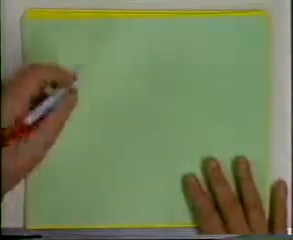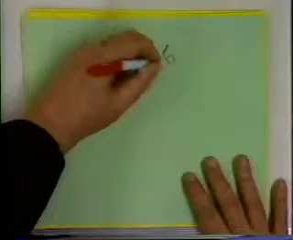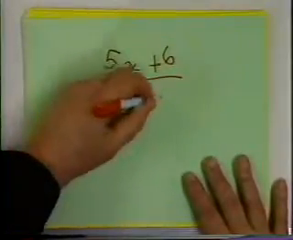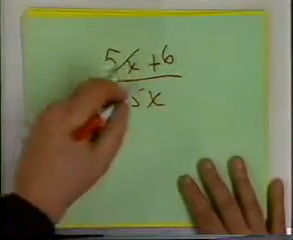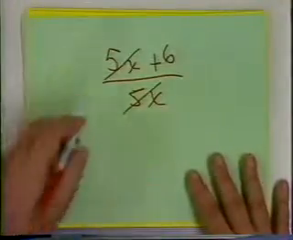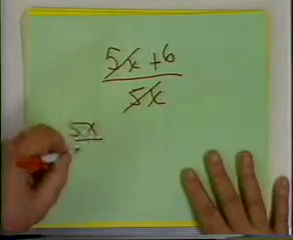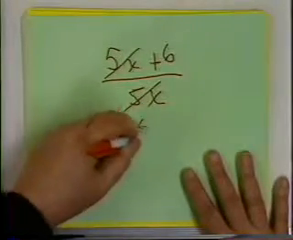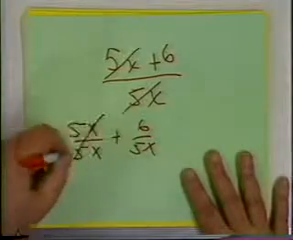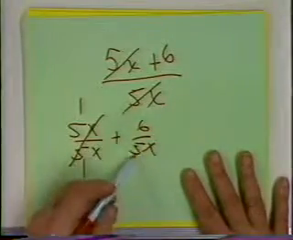For example, sometimes people will see things like 5x plus 6 over 5x. And they'll say, oh, I'll just cancel the 5x like this. Well, you can do that, but it's wrong. Now, why is that wrong? You see, this really means 5x over 5x plus 6 over 5x. Here you can cancel this and call it 1. But there's still the 6 over 5x.